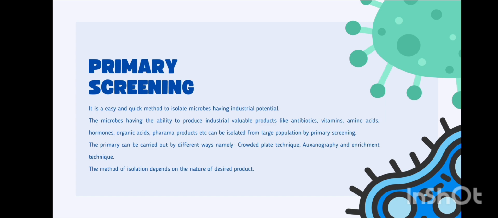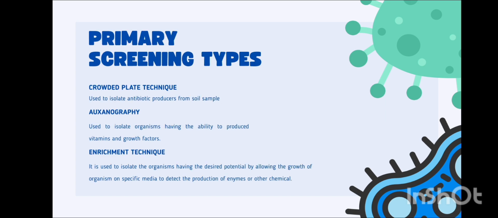Primary screening is a very easy and quick method to isolate microbes having industrial potential. Primary screening is simply a qualitative technique in which the organism is just screened to find out whether it is producing any desired product or not. Primary screening can be carried out in various ways. Some of the important techniques include the crowded plate technique, auxanography, and enrichment culturing.